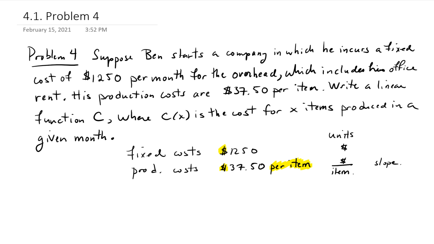Fixed costs are what you pay when you haven't produced anything. That's actually C of 0. So this is our y-intercept, well, actually the y-coordinate of the y-intercept. So very easily, we've got a y-intercept and a slope. We know what the equation is. We can write it in slope-intercept form: slope times x plus the y-intercept.